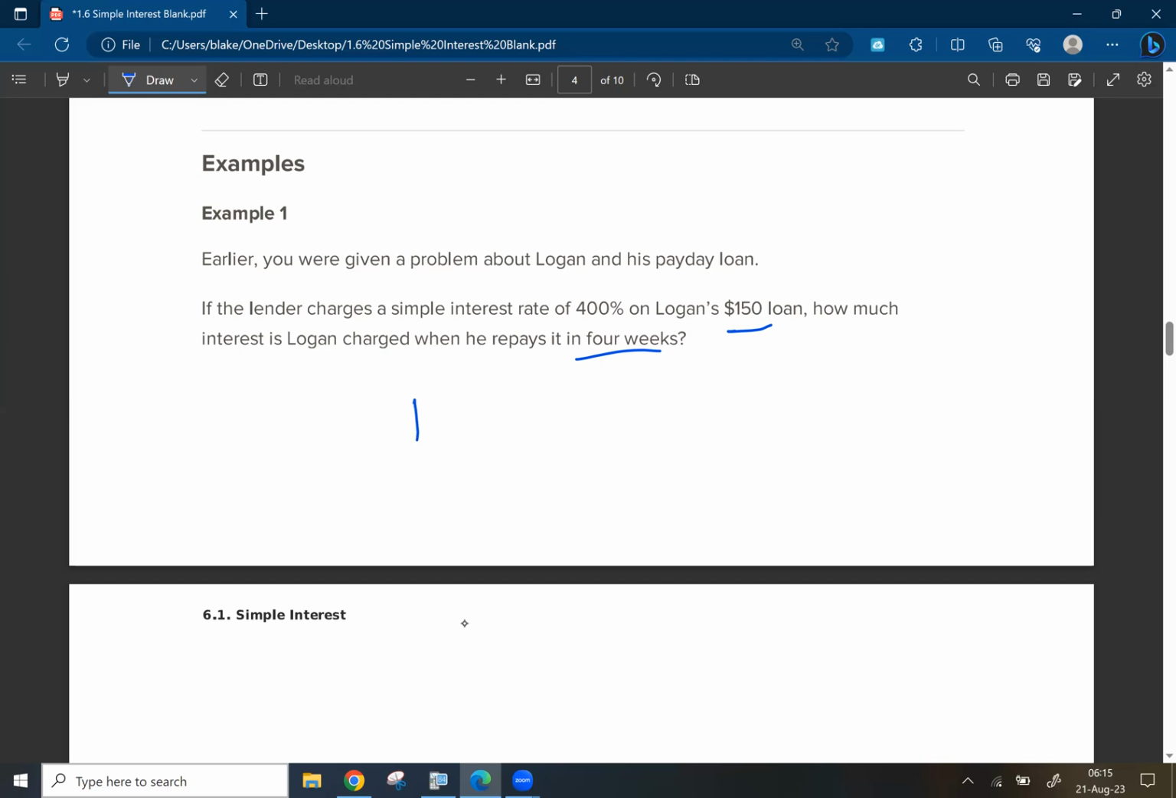So again, let's follow the formula. I equals PRT. I is what we're calculating. We're calculating how much interest. Our P is $150. Our rate, and then 4 weeks. This is what I'm confused about because time is usually based on number of years.